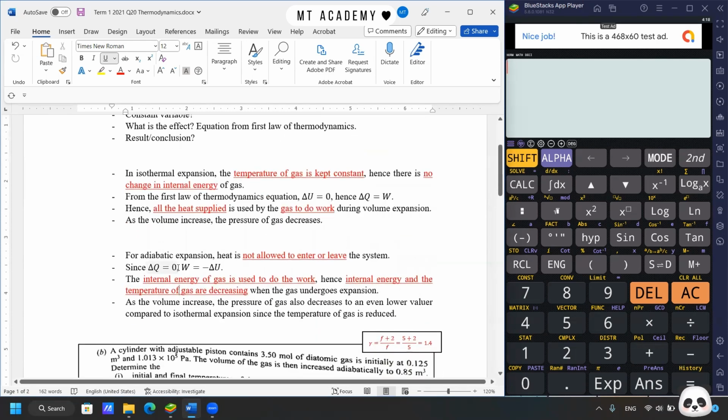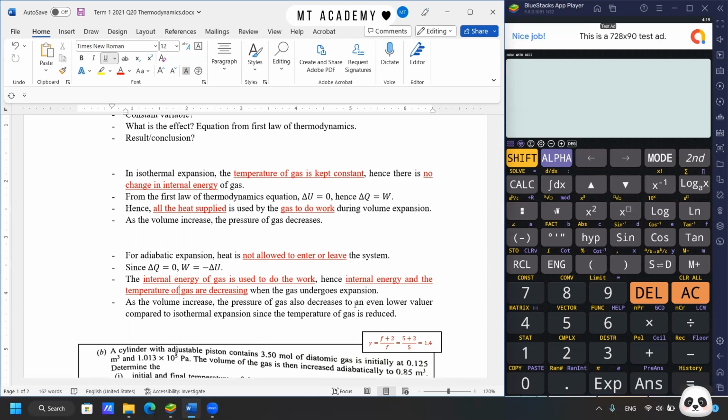Let's move on to adiabatic expansion. Heat is not allowed to enter or leave the system, so delta Q equals zero, and W is equal to negative delta U. This means that the internal energy of the gas is used to do the work, hence the internal energy of the gas decreases. The temperature is also decreasing when the gas undergoes expansion. As an add-on to the explanation, we can also say that as the volume increases, the pressure of the gas also decreases to an even lower value compared to isothermal expansion, since the temperature of the gas is reduced. So you can try to write in your own way and mention all those important changes.